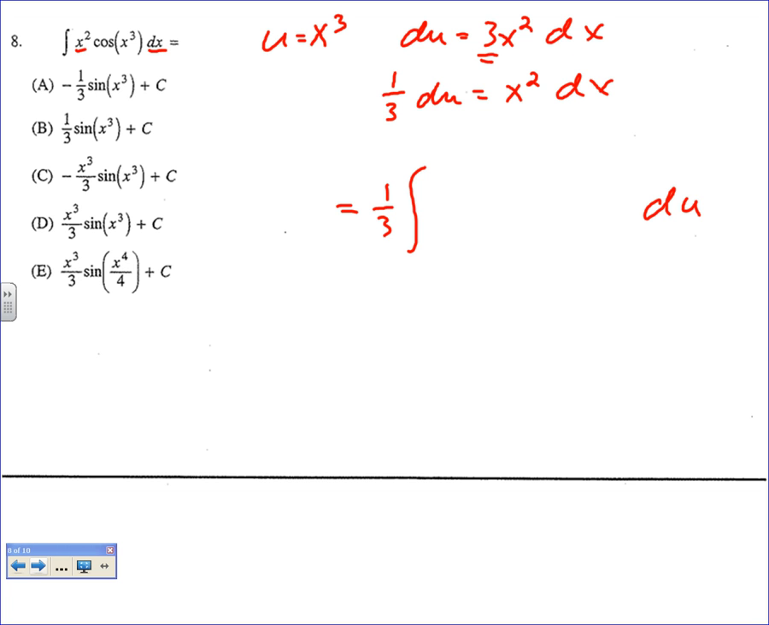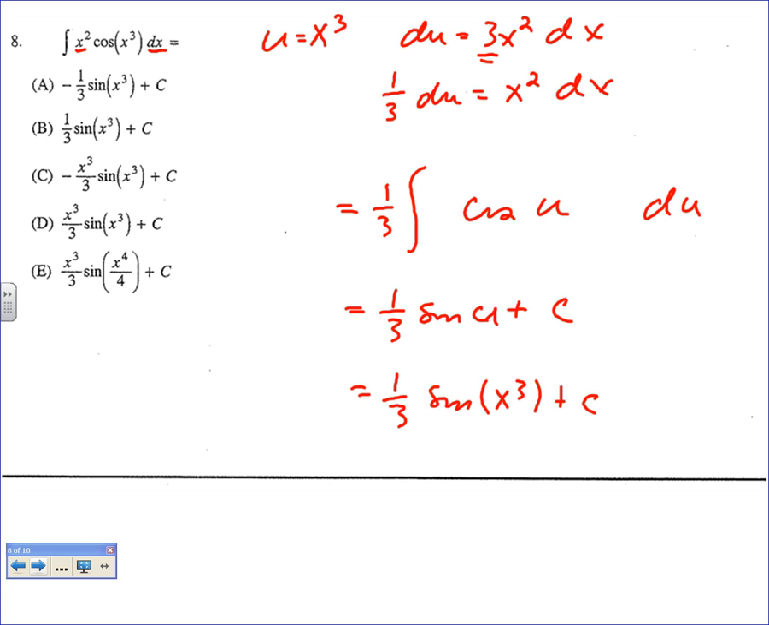Then come back and write cosine of not x cubed but cosine u. That integral is sine, right? Sine u plus c, and we back substitute: 1/3 the sine of x cubed plus c. So when we seek out our alternatives for number 8, it seems to me that B is the answer.